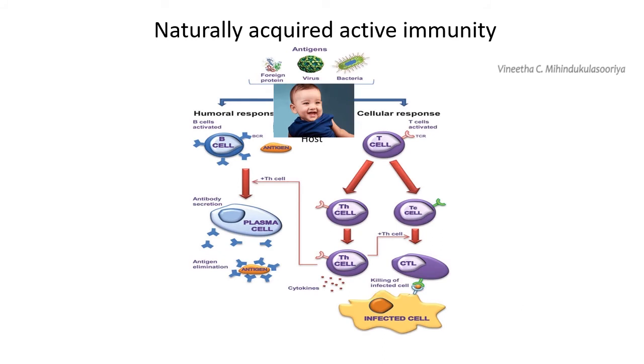Naturally acquired active immunity. When a person gets an infectious disease like chickenpox, B and T lymphocytes are activated and destroy the pathogen which caused the disease. The memory B and T cells remain in the body, and if the same pathogen enters the body, they perform rapid and strong responses to destroy the pathogen. This type of immunity is called naturally acquired active immunity.